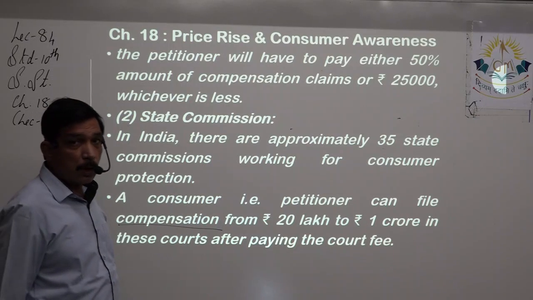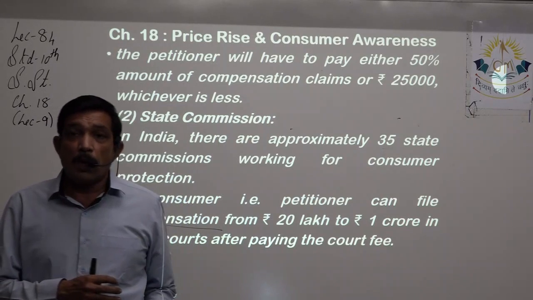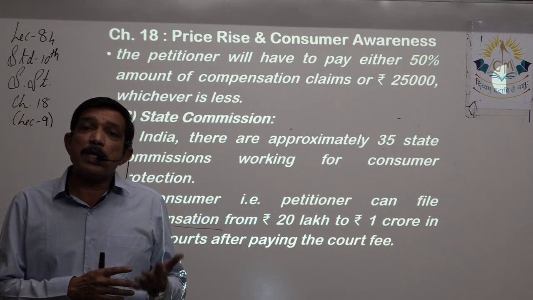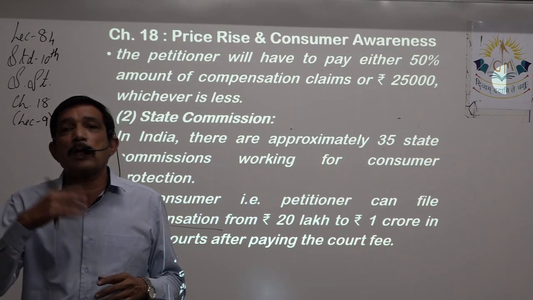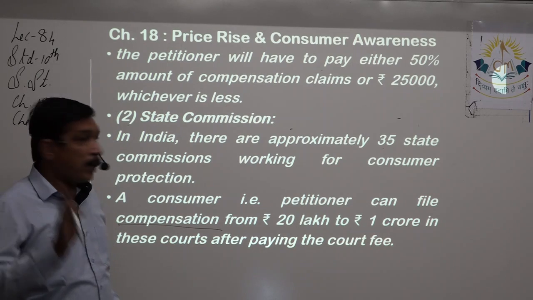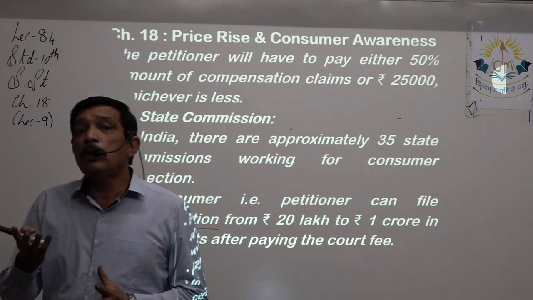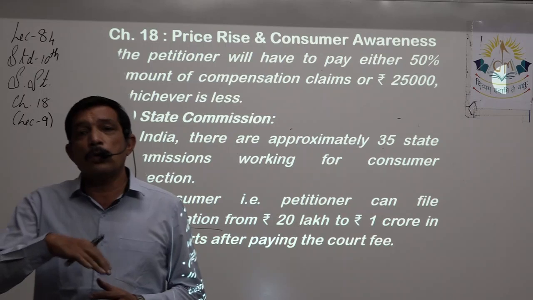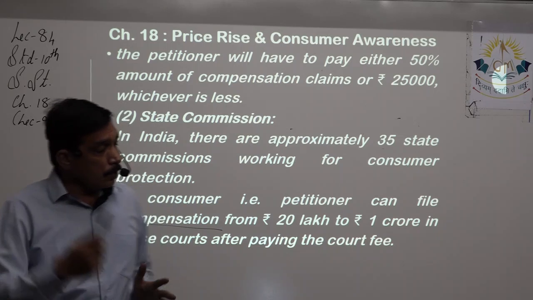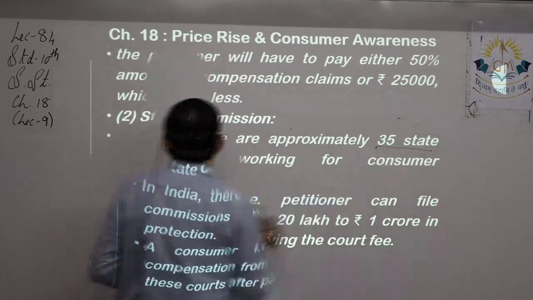Now we come to the state commission. If you are not satisfied with the district forum, then you go to the state forum, right? Or if the amount of compensation asked, or the case that is running, is above 20 lakh, then it will go directly to the state level. In India, there are approximately 35 state commissions working for consumers. Now we have only 29 states. Then how come 35? Yes, because the 6 union territories are included in this. So we have approximately 35 state commissions.